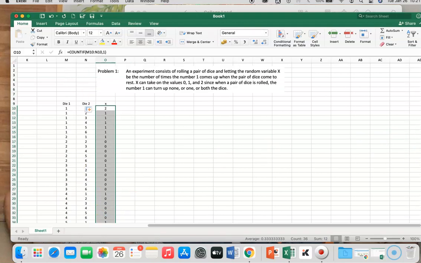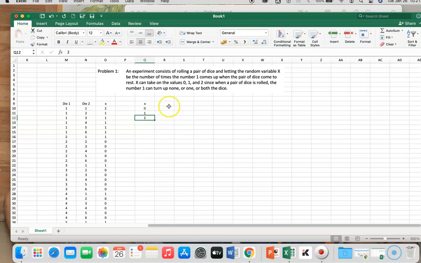Next, shall we have here x? X could be 0, 1, and 2. X can take the values of 0, 1, and 2, meaning number 1 can either not turn up in any of the dice, or it can turn up once only, or both of the dice can show up number 1. All right, so let's count how many times x is equal to 0.